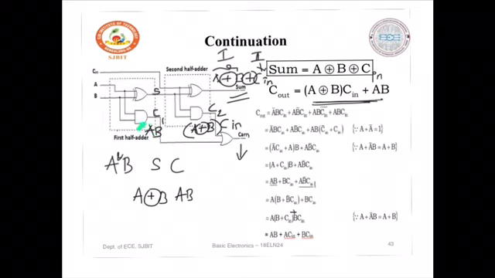Now the carry output of the first half adder and the carry output of the second half adder are to be added to get the final carry of the full adder. What is the expression for carry out now? A exclusive-OR B into Cin plus AB. A exclusive-OR B into Cin is the carry of the second half adder. AB is the carry of the first half adder. These two will be added to get the Cout of the full adder. This is how we can justify this expression in the form of a circuit diagram. In the circuit diagram, we have implemented the full adder using two half adders, satisfying the expressions of sum and carry out of the full adder. Hope this is understandable for you.